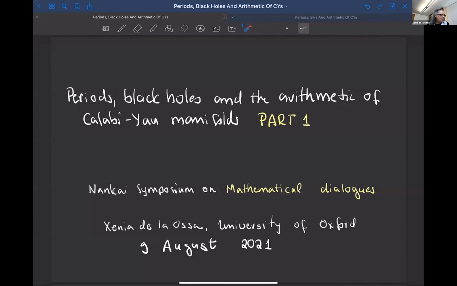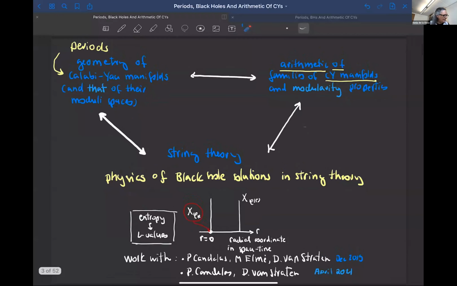As the title says, they are about the relationship between periods of Calabi-Yau manifolds, black holes, and the arithmetic of Calabi-Yau manifolds. So the relationship is like in this triangle here. In one corner, we have the geometry of Calabi-Yau manifolds, and mathematicians and physicists know why they are interested in them. An important fact in this talk is that the complex structure of the Calabi-Yau manifold is determined by the periods of the holomorphic 3-form, and I will be more explicit about this later.